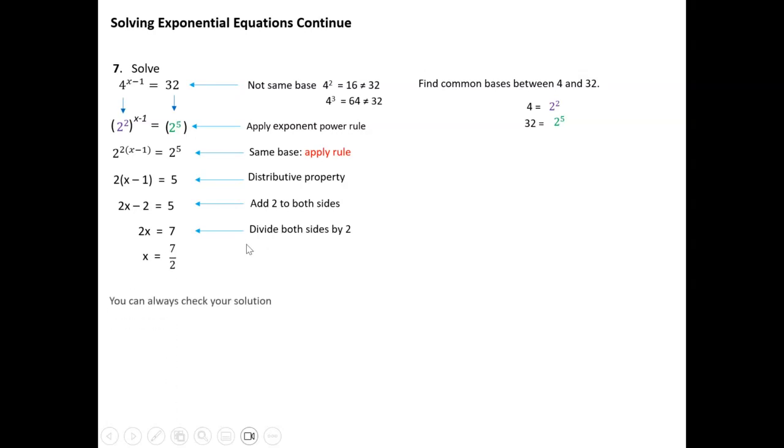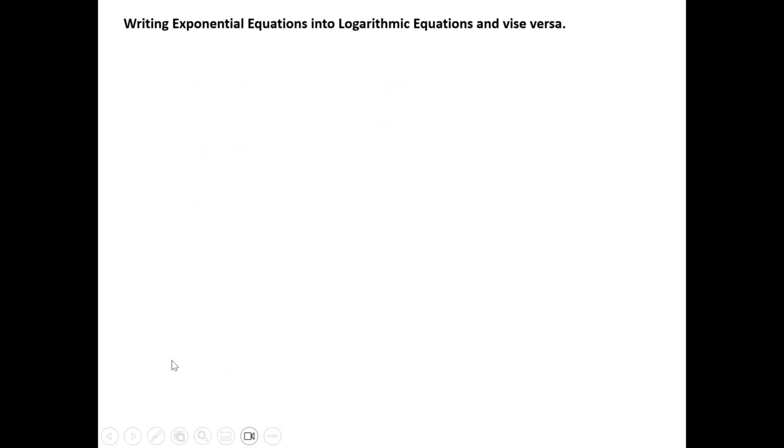Again, we can check our work. We're going to plug in 7 over 2 where the x is. So 7 over 2 minus 1 will give us 5 over 2. If you plug in 4 to the power of 5 over 2, it's going to give us 32, which means 7 over 2 is the correct answer.